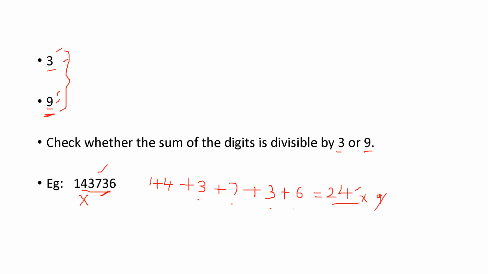Clear? So you have to add the digits of the number, sum of the digits of the number. If that answer is divisible by 3, you can say the entire number is divisible by 3. If not, you can say it is not divisible by 3. Same way, if the sum of the digits of the number is divisible by 9, you can say the entire number is divisible by 9, or it is not divisible by 9. Okay.